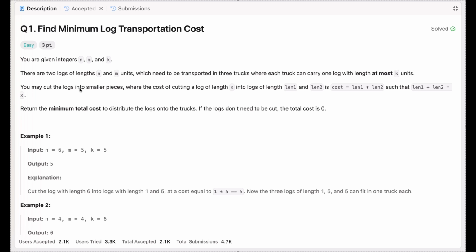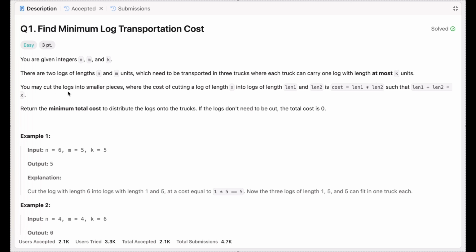Let me read the question for you. You are given integers n, m and k. So there are three integers given. There are two logs of length n and m units, which need to be transported in three trucks, where each truck can carry one log with a length of at most k units.